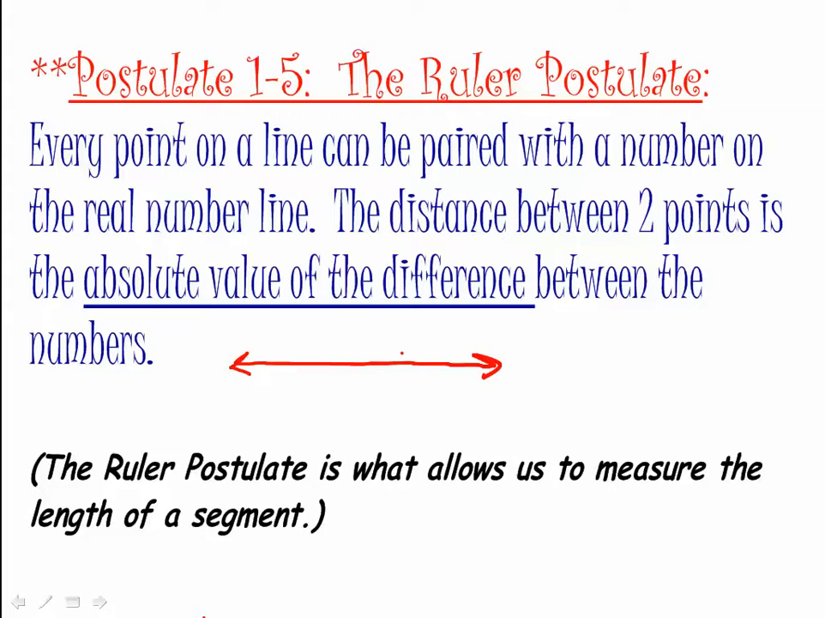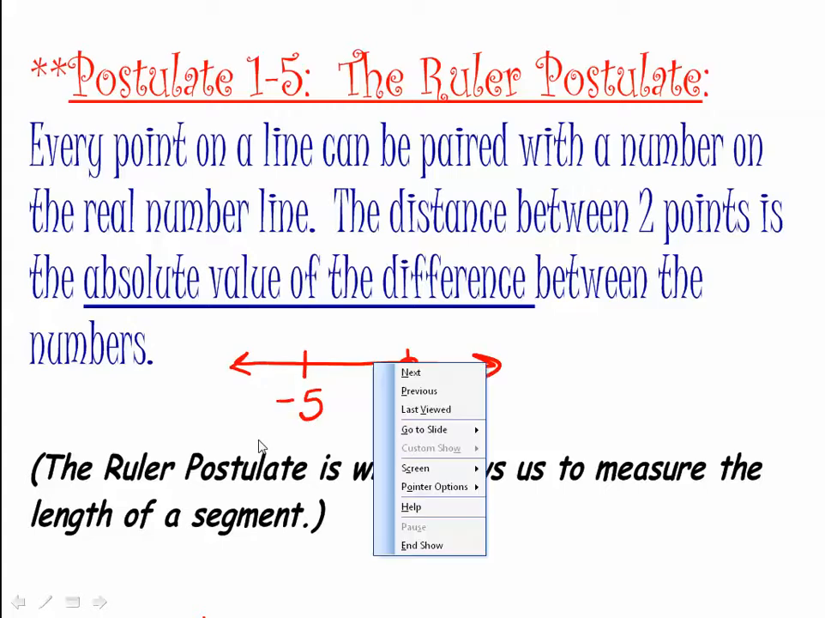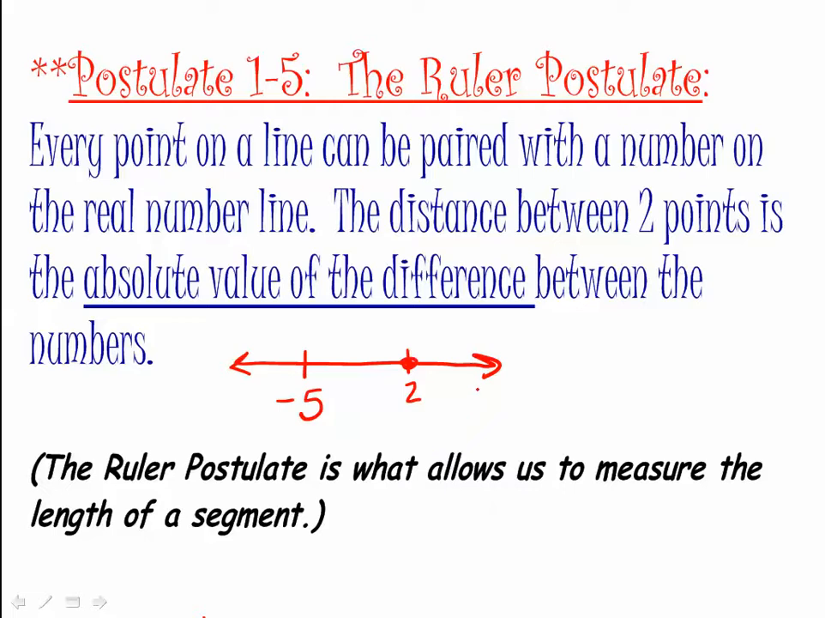So we might have a line, and we could call this point right here 2, and we could call this point down here maybe -5, knowing that 0 would be somewhere in the middle. If we want to find the distance between 2 points, we can always subtract these two numbers. If we do larger minus smaller, we'll always get a positive answer. 2 minus -5 is really 2 plus 5, or 7.